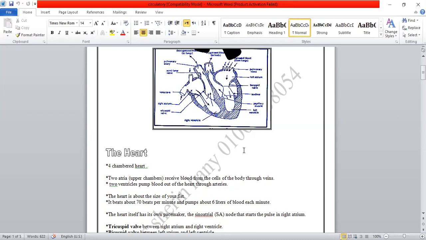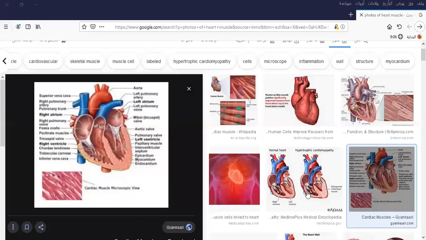Before discussing anything, now, before the blood circulation, look at each atrium and lower ventricle. Let's take it from the second photo, from the other photo.